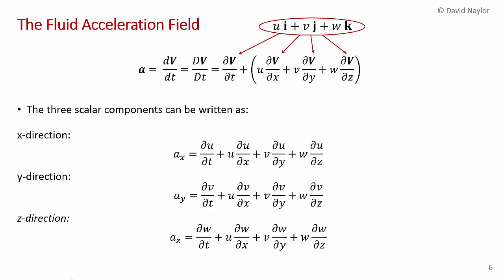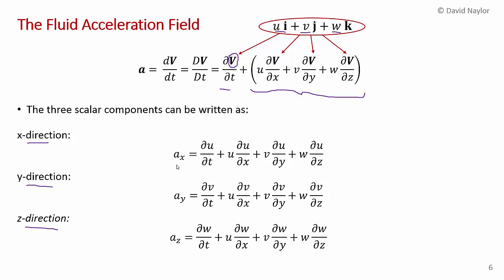So now we have the acceleration field, and this total acceleration includes the local acceleration and the convective accelerations. What you've got to remember is this velocity vector v has u in the i direction, v in the j direction, and w in the k direction. So if you expand this equation out, and then you pull off the i direction, the x direction, the y direction, and the k direction, what you get is the three components of acceleration. These are the scalar components of acceleration in the x, y, and z direction.